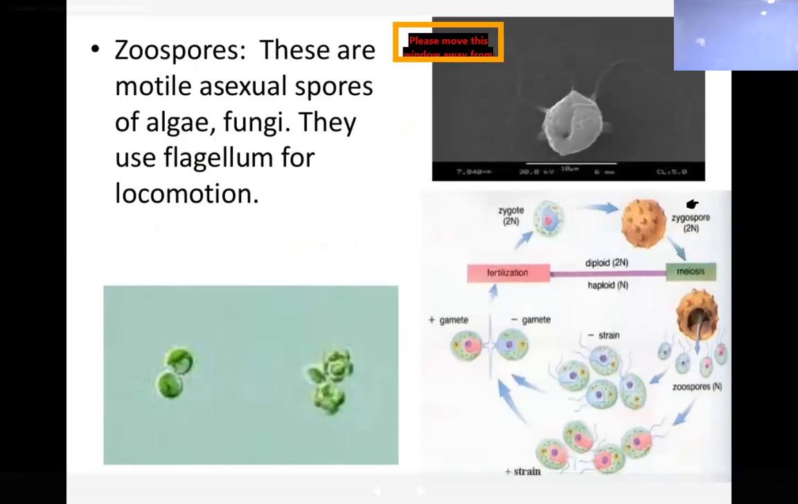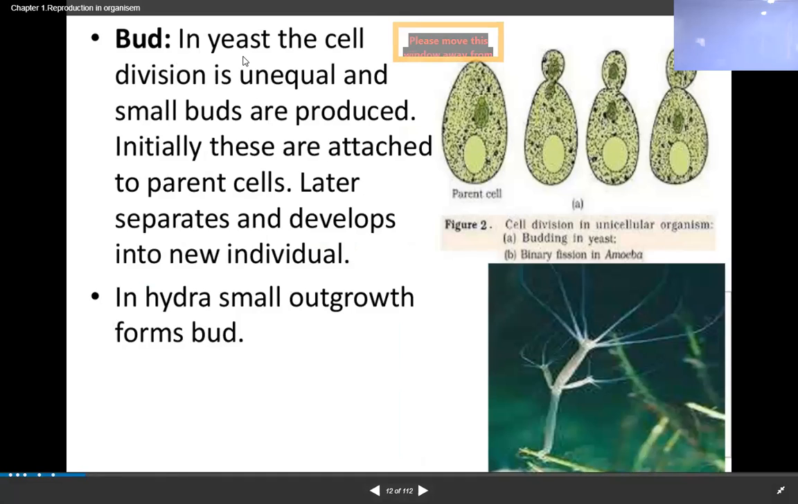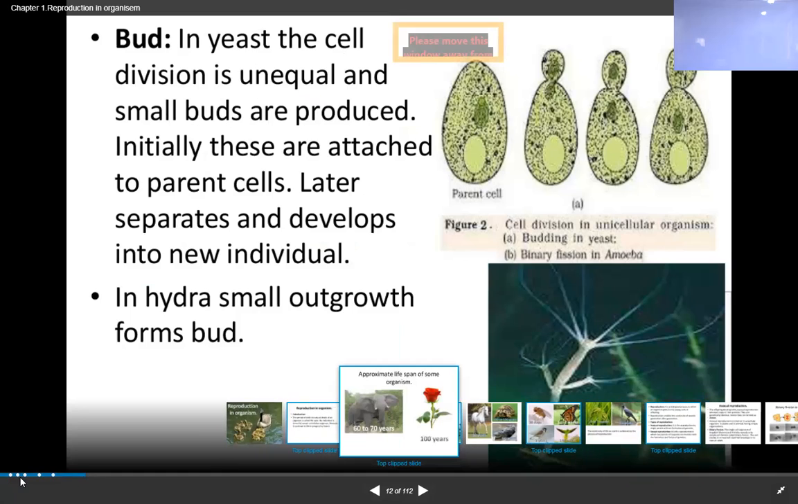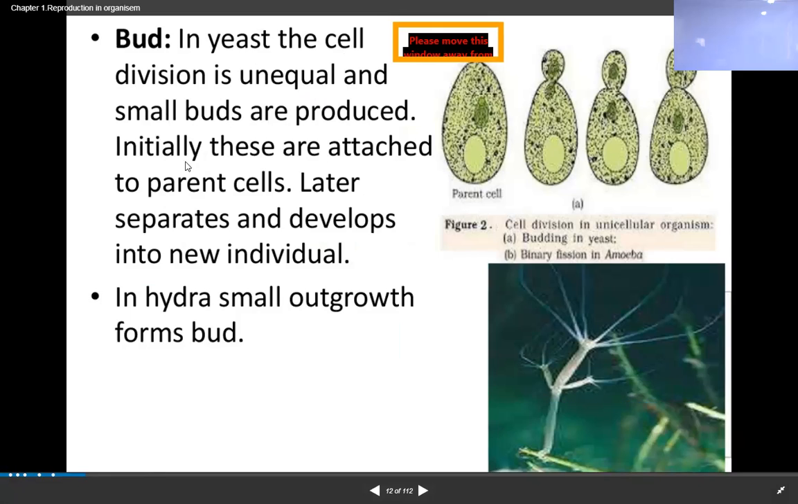Now second, we have budding. I don't know if it is given or not. Yes, it's given. Budding, bud. In yeast, the cell division is unequal and small buds form. Bud means what? It is just a small outgrowth. Initially these are attached to the parent cell. Here you can see this small outgrowth, and then this small outgrowth develops into a new individual. In Hydra, there is a small outgrowth, it forms a bud, and we call it budding.